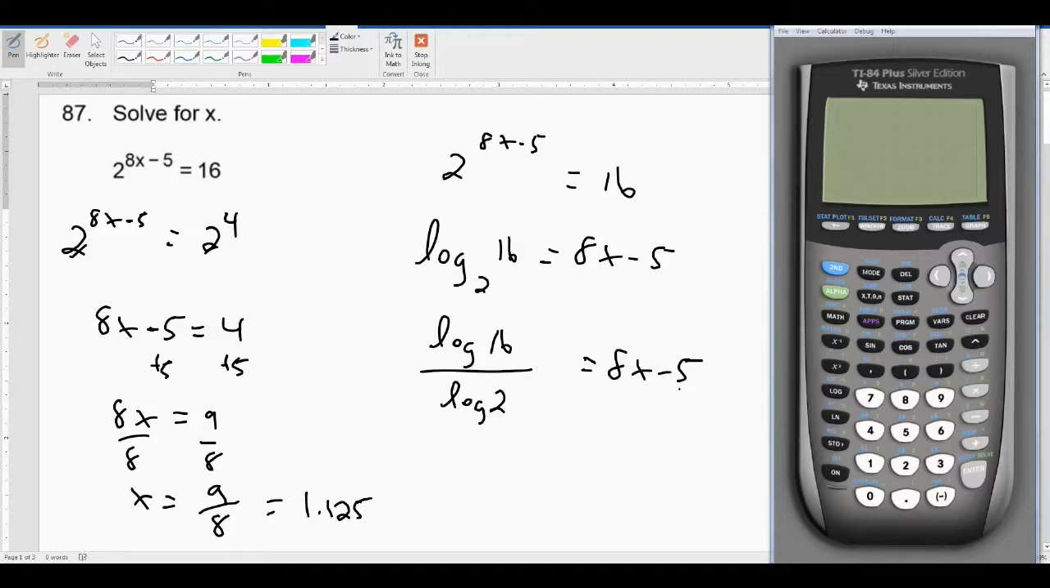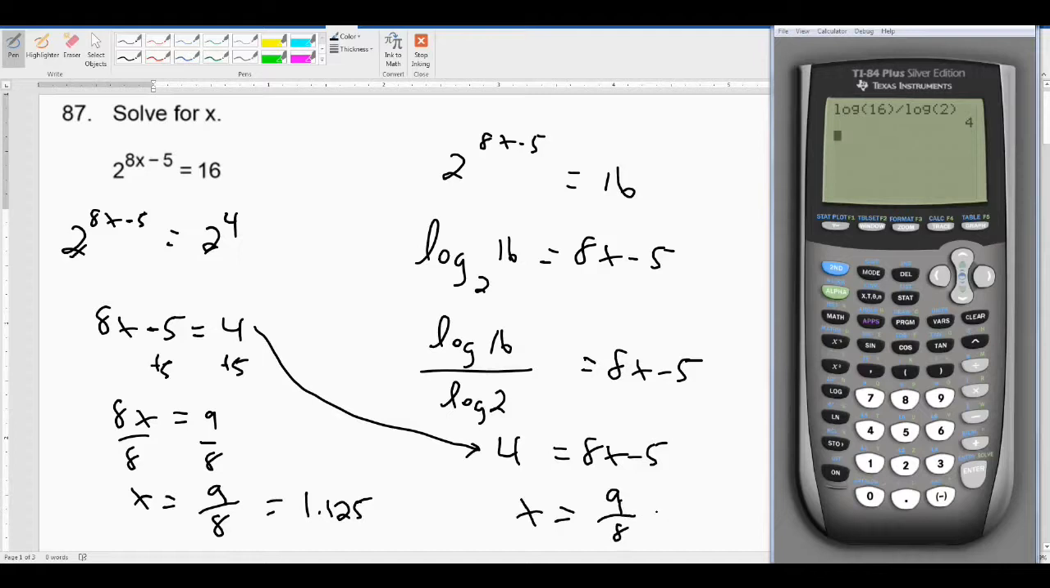I'm going to go ahead and find log of 16 over log of 2. Log 16 divided by log 2. And we get our 4. And if you notice, same thing. So we're going to get the same answer because it's the same equation.